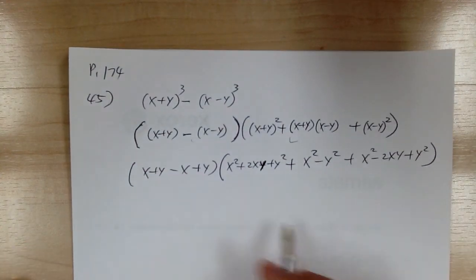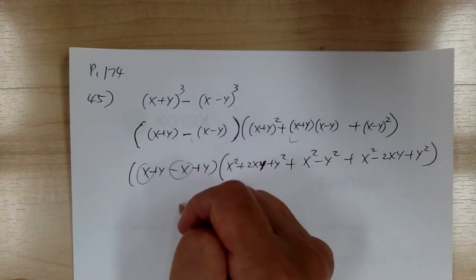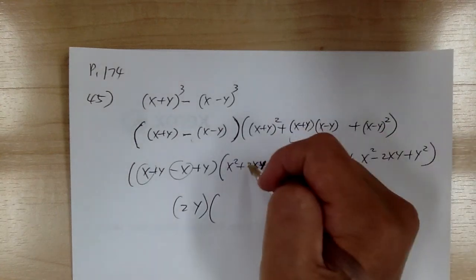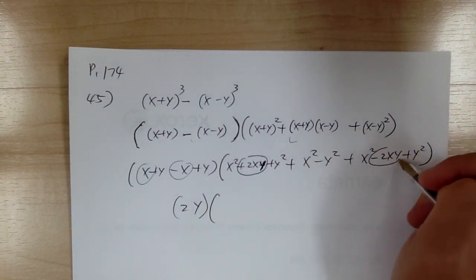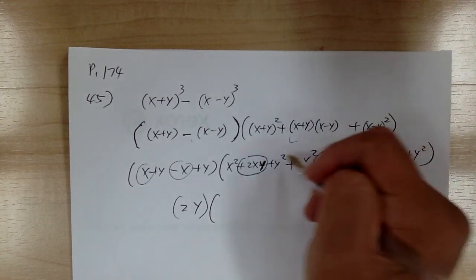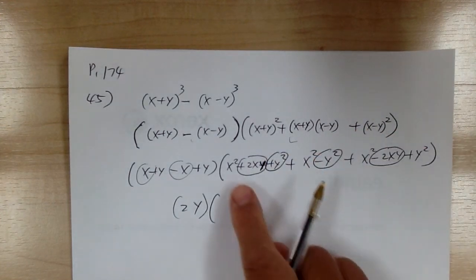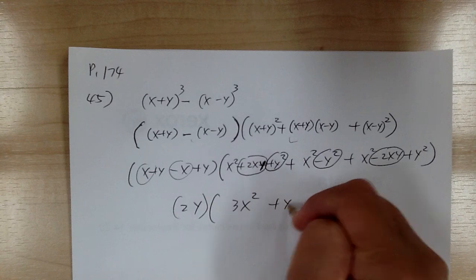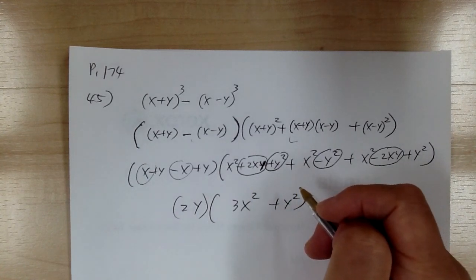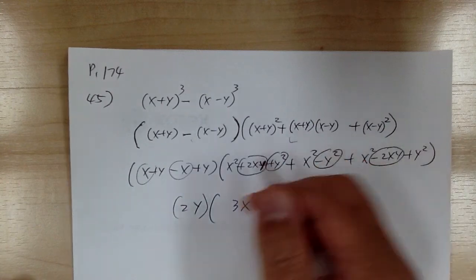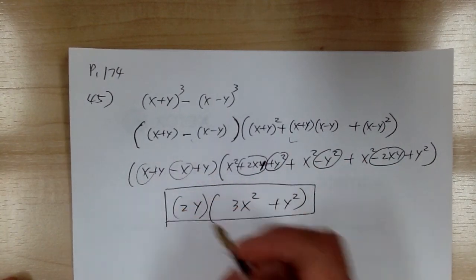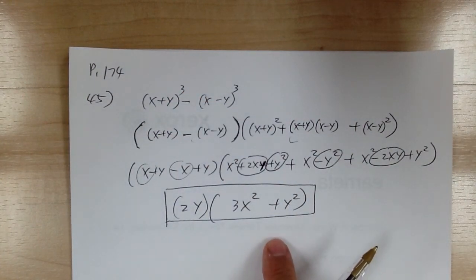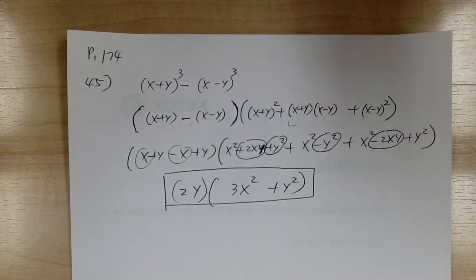Now let's simplify. The x's cancel out, so I get 2y in the front. Now over here, this one and this one cancel out. The minus y squared plus y squared cancel out. So I get 1, 2, 3, so I get 3x squared plus y squared. And that's as far as you can go. The long way to do this is to multiply everything out and then do the factoring after that, which is going to be a big mess. So this is a better way to do it.